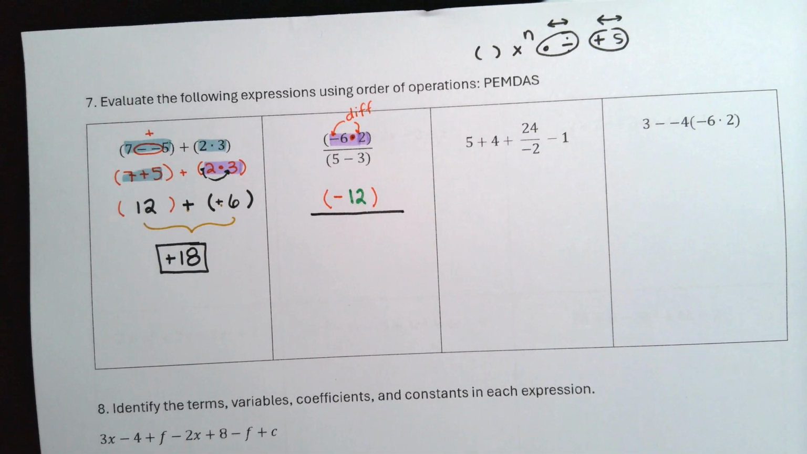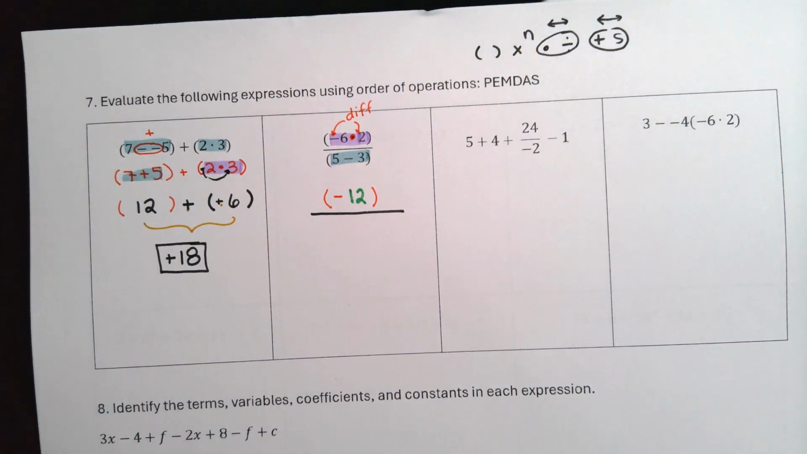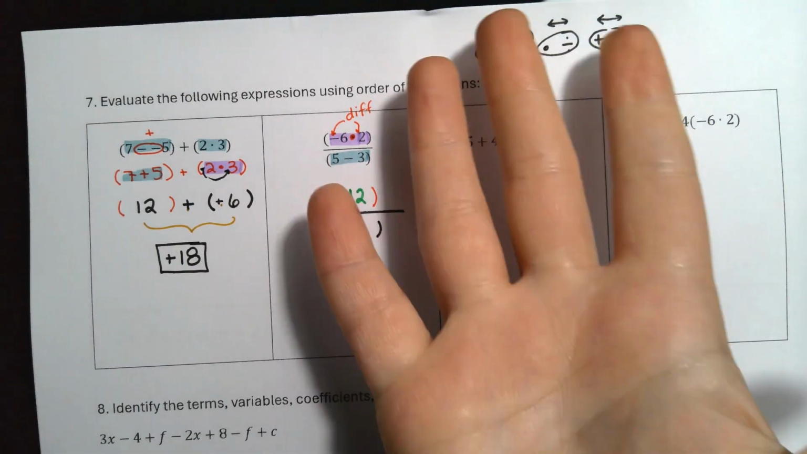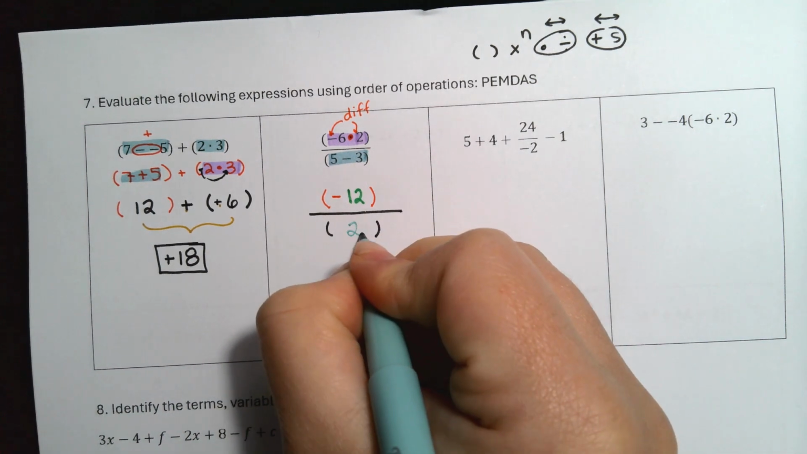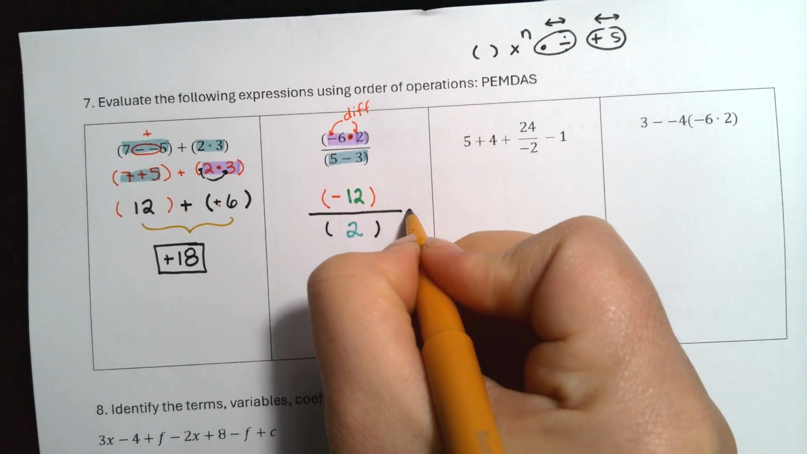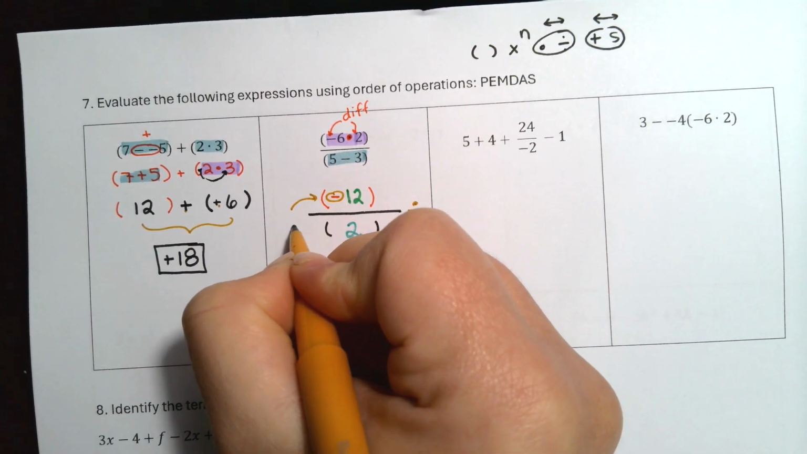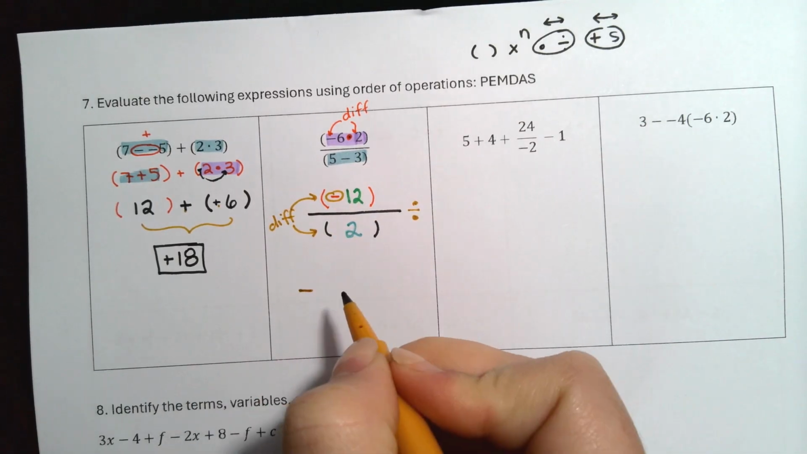Here I do need to simplify this as well because it is in parentheses. And here we have 5, take away 3, and I'm left with 2. This is subtraction. Now that we see we have division, we are going to ask ourselves, are these same or are they different? And these are different symbols. That means our answer is going to be negative.